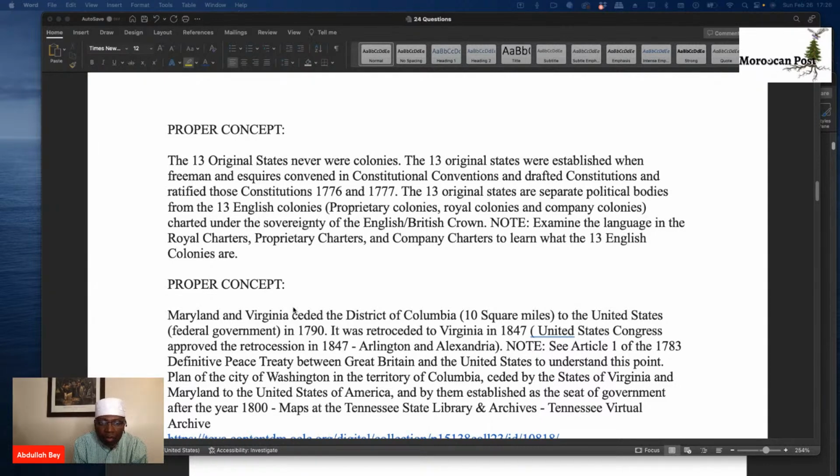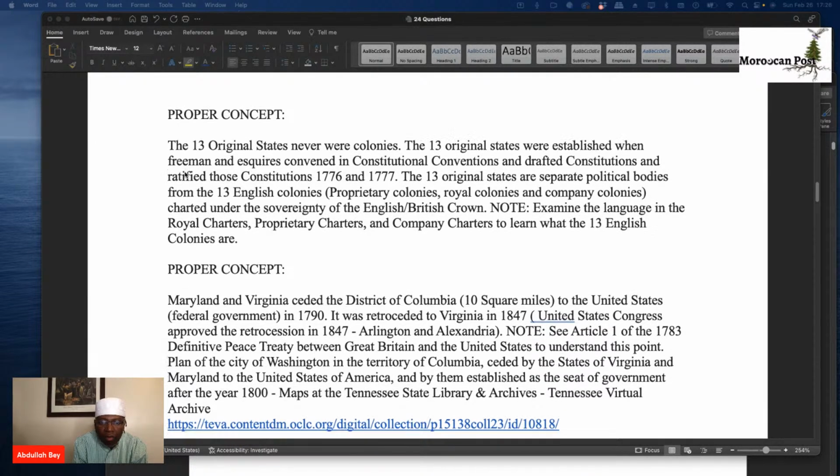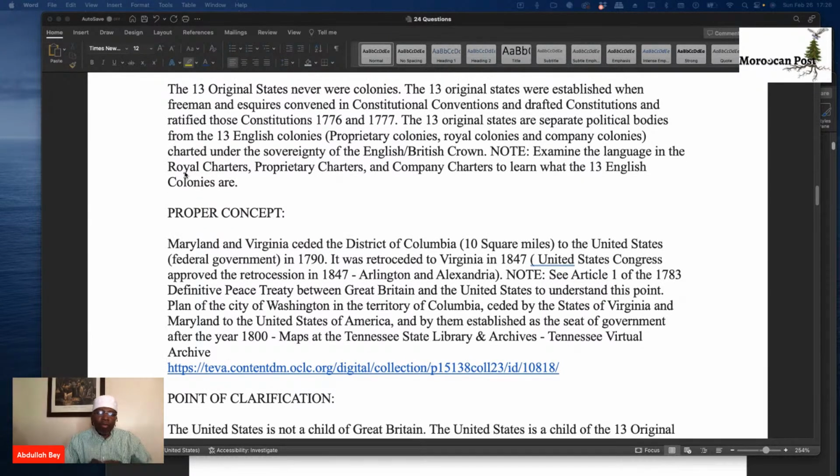Proper concept. Maryland and Virginia ceded the District of Columbia, 10 square miles, to the United States federal government in 1790. It was retroceded to Virginia in 1847. United States Congress approved the retrocession in 1847. Arlington and Alexandria. Note, see Article 1 of the 1783 Definitive Peace Treaty between Great Britain and the United States to understand this point. Plan of the city of Washington in the territory of Columbia, ceded by the states of Virginia and Maryland to the United States of America, and by them established as the seat of government after the year 1800. Maps at the Tennessee State Library and Archives, Tennessee Virtual Archive.